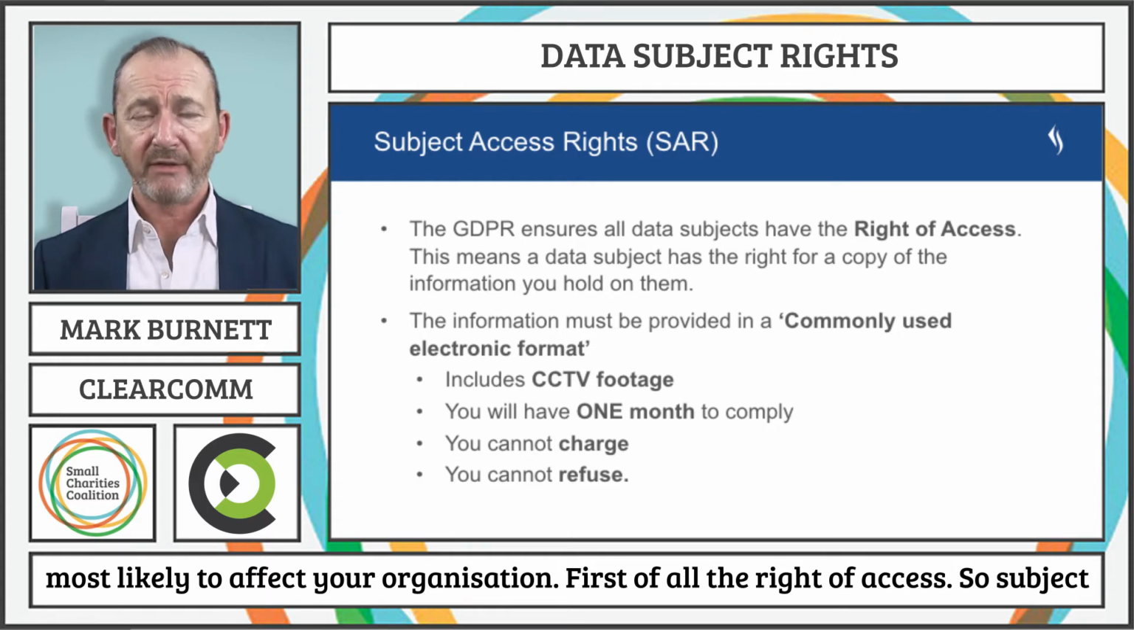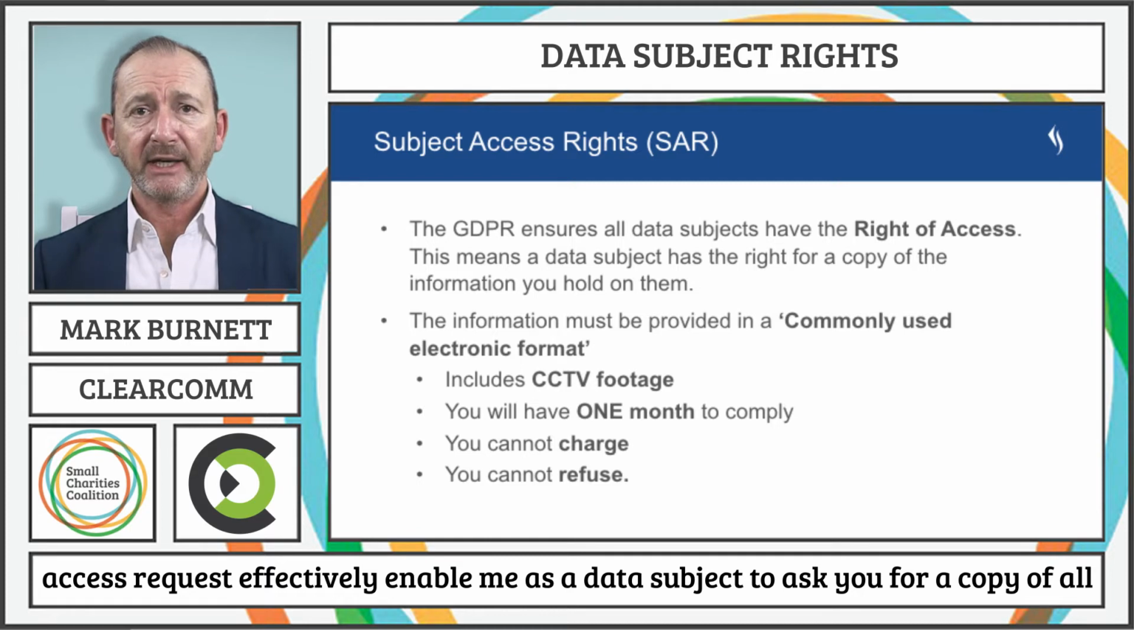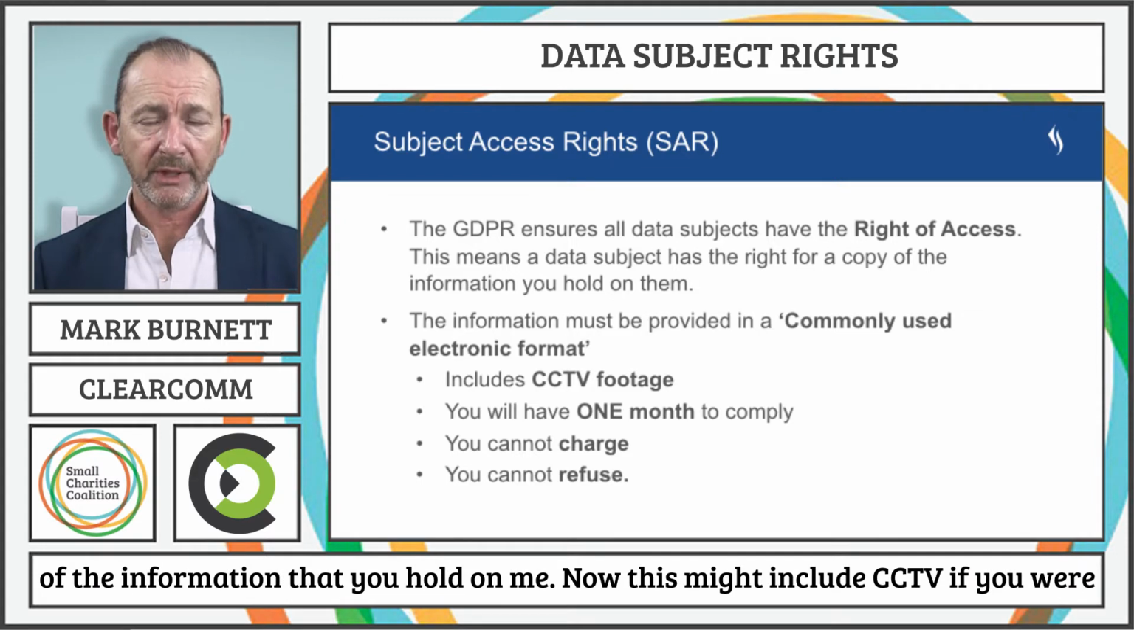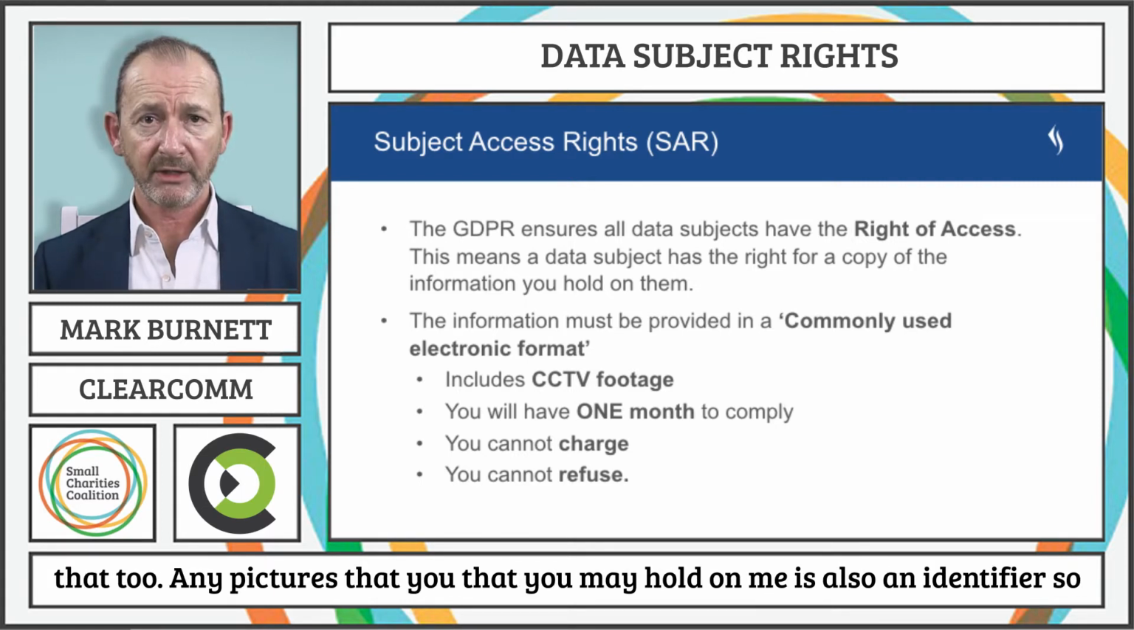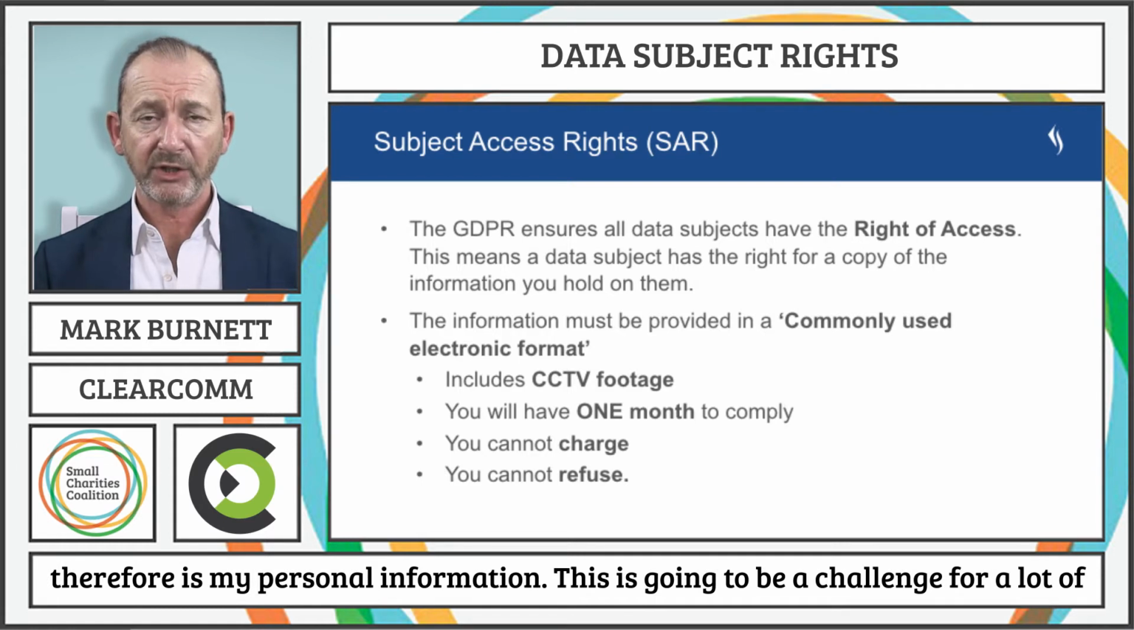First of all, the right of access. So subject access requests effectively enable me as a data subject to ask you for a copy of all of the information that you hold on me. Now this might include CCTV. If you were running CCTV for crime prevention purposes, I have a right to have a copy of that too. Any pictures that you may hold on me is also an identifier, so therefore is my personal information.